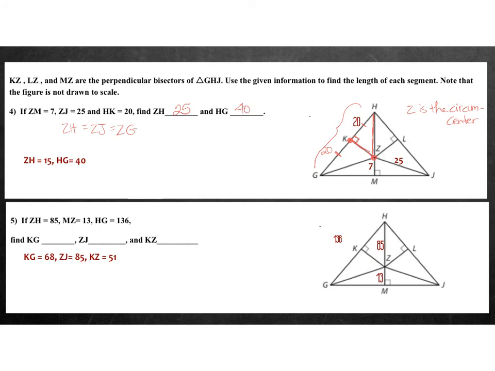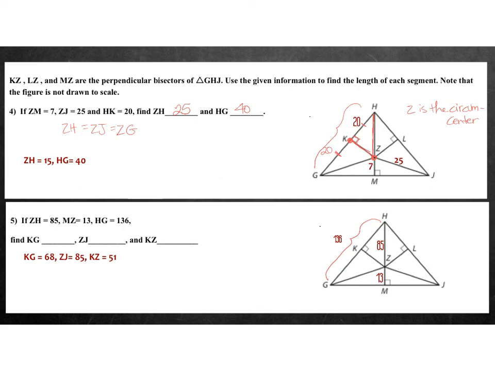Nice. Now let's take a look at this next problem. Again, the information's highlighted for me. I know that HG is 136, so the entire distance is 136. I know that HZ is 85, and I know that MZ is 13.